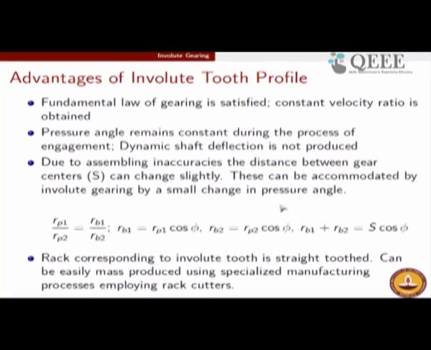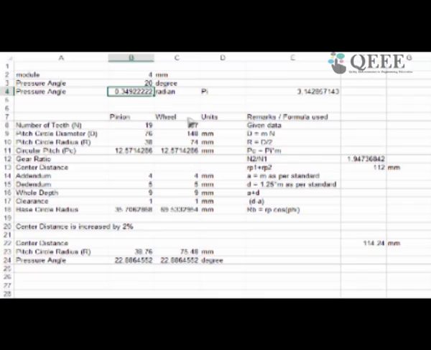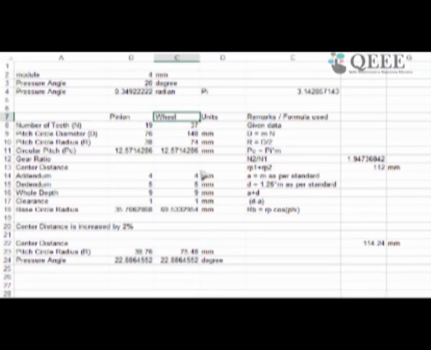So what I have done is I have made an Excel sheet. Here is the module 4 mm, the pressure angle is 20 degree, in terms of radians that is 0.35 radian approximately. So this is the data for the pinion and this is the data for the wheel.